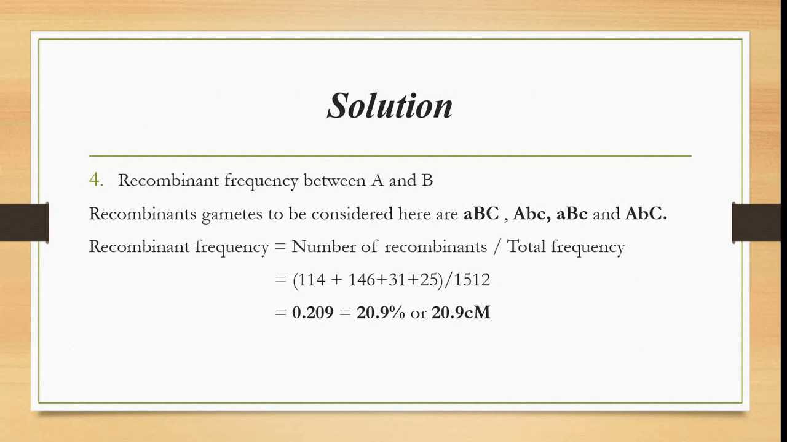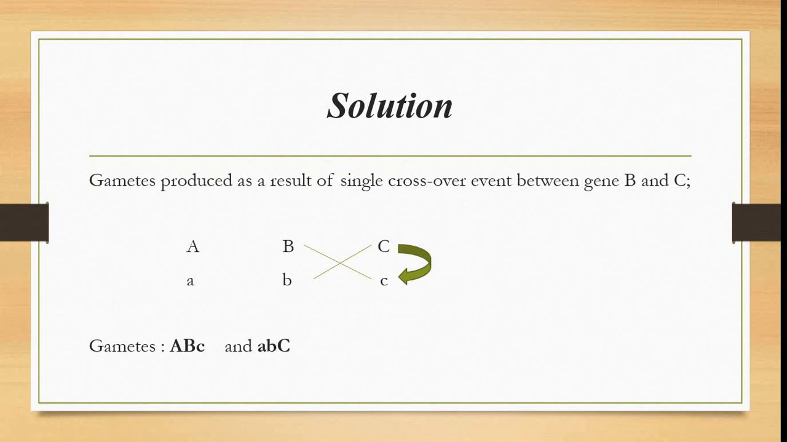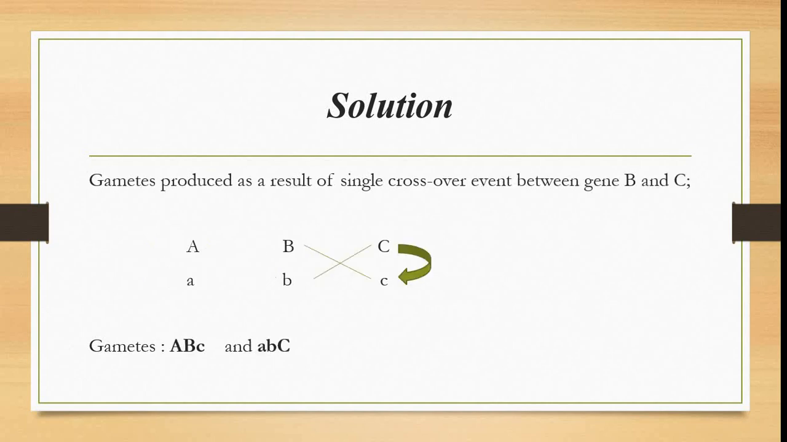To calculate the recombinant frequency between gene A and gene B, we have to look at the gametes that were formed as a result of recombination between A and B. So recombinant gametes were what? If you go back to the table, to our number 2 where we had the single crossover, we realize that the gametes that were formed were small a, capital B, capital C, and capital A, small b, small c. These are the two gametes that were formed as a result of crossing over between A and B.